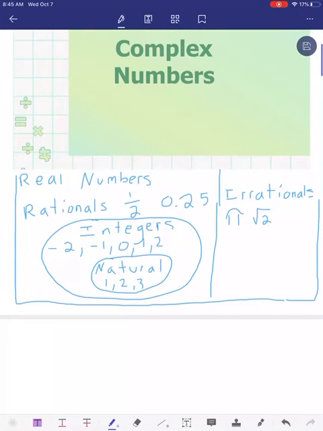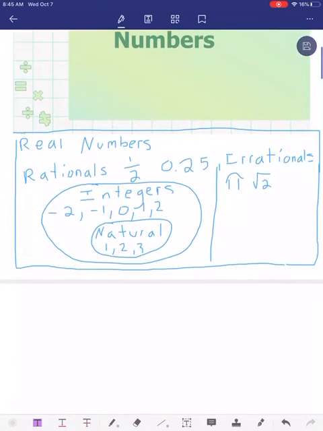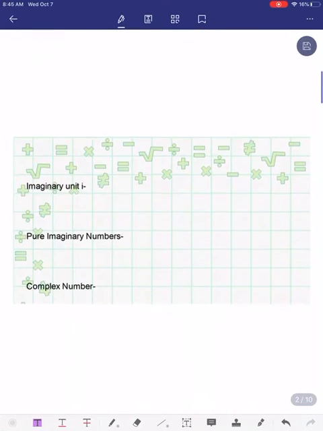Now, outside of our real number set, we actually have another kind of number, which is going to be our complex numbers. And so notice that I have a set here, that's my real numbers, and outside of that is where my complex numbers are going to live. So let's look into those.